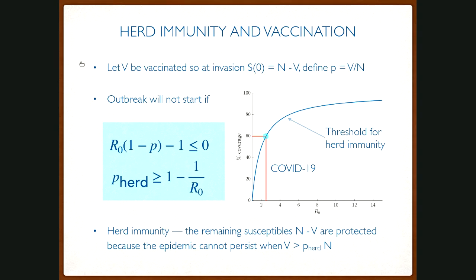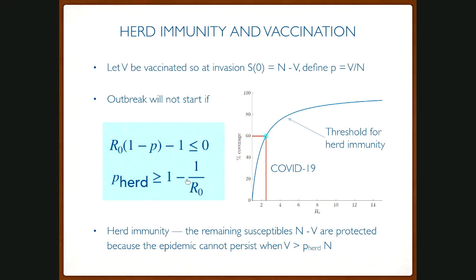So if we define P as the vaccinated proportion of people, what you could show is that your new outbreak will not start, or will not grow into an epidemic, if the proportion is greater than or equal to 1 minus 1 divided by the basic reproduction number. And this is what they mean by herd immunity. To clarify, it means that you want to vaccinate a sufficient proportion of the population such that you're greater than or equal to this threshold here.